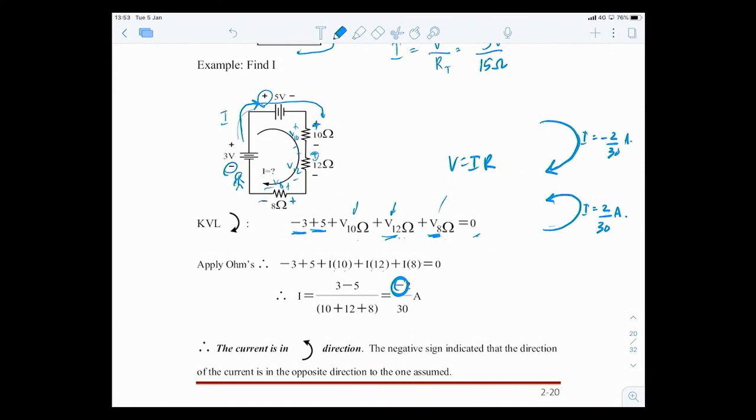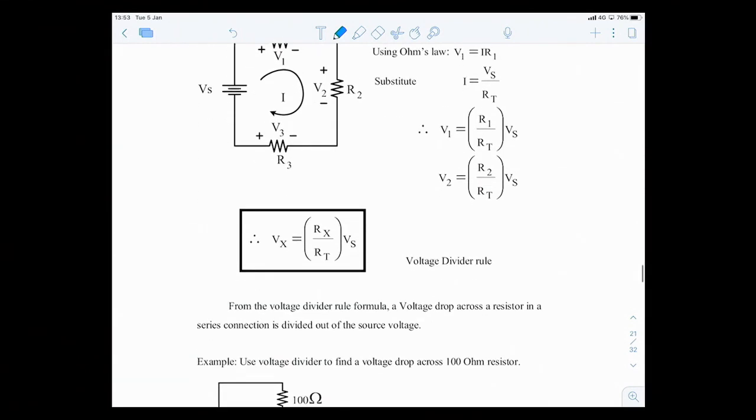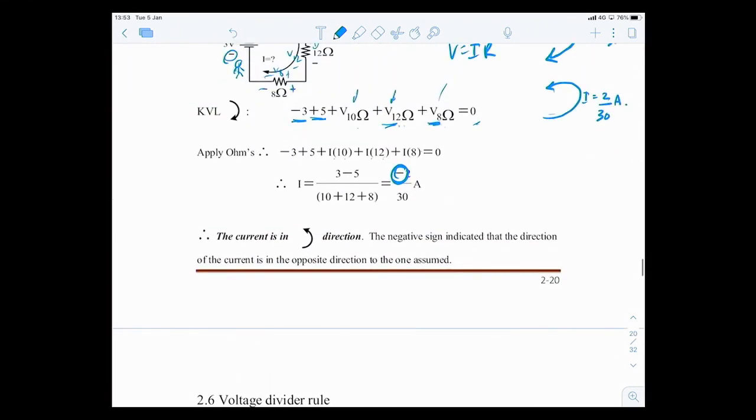If it's positive, it means that it's the same direction as what you assigned when you were solving the problem. If the answer turns out to be negative, it means that whatever you have assigned, the current actually goes in the opposite direction. Okay, so this is what it is for the Kirchhoff voltage law and Kirchhoff current law.